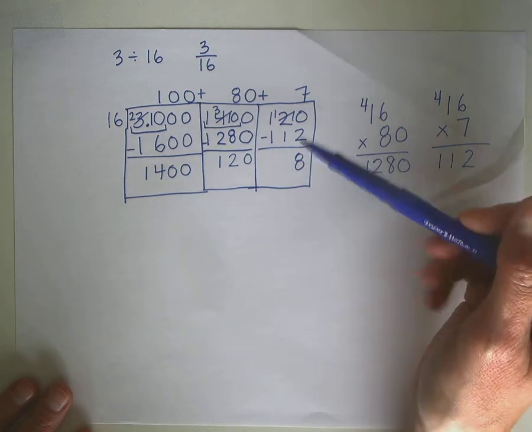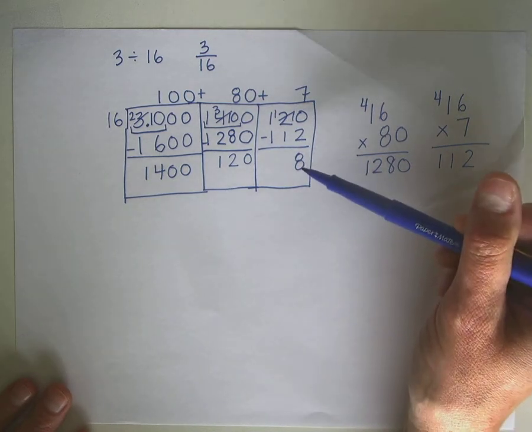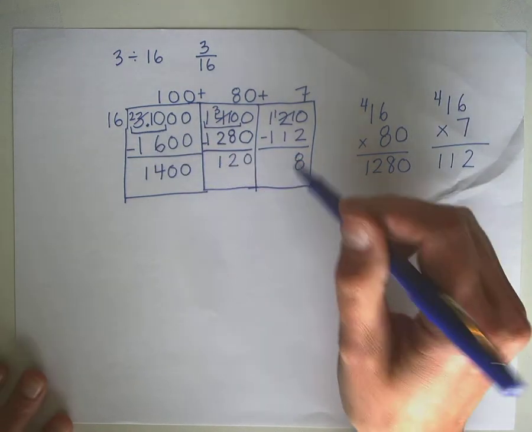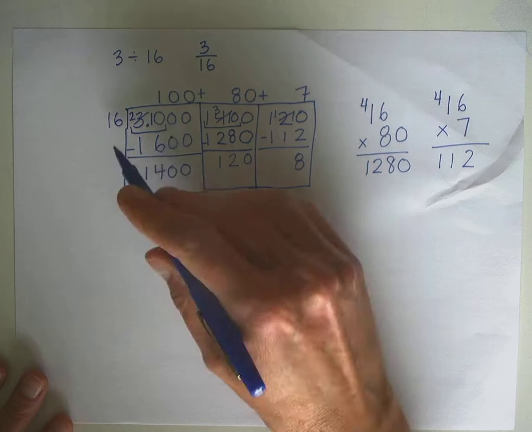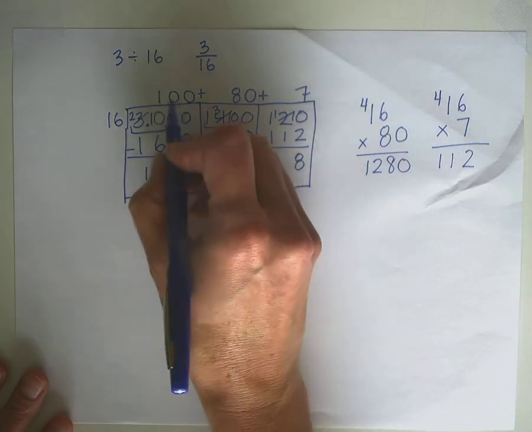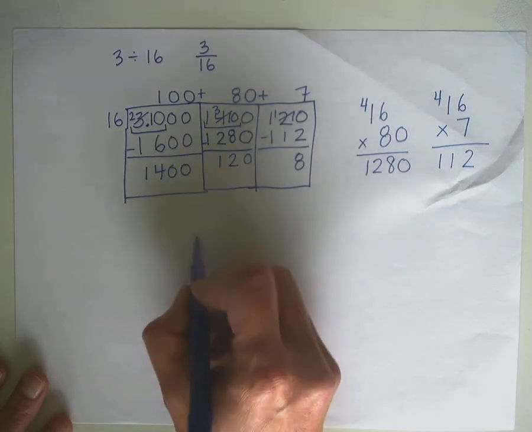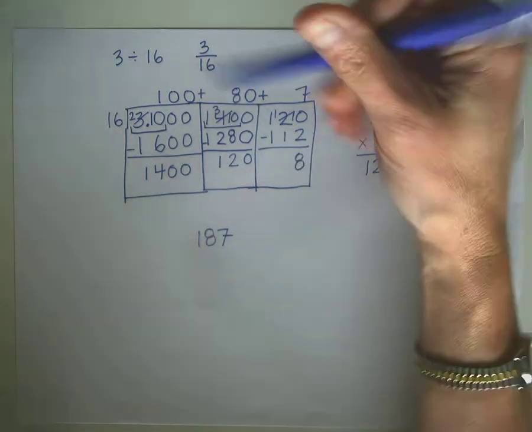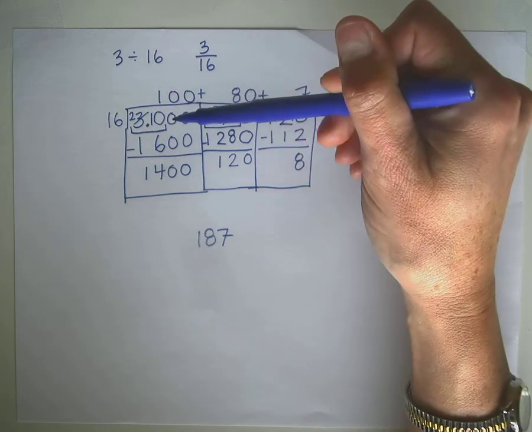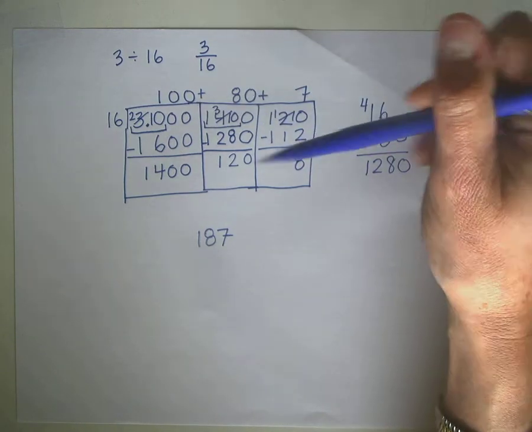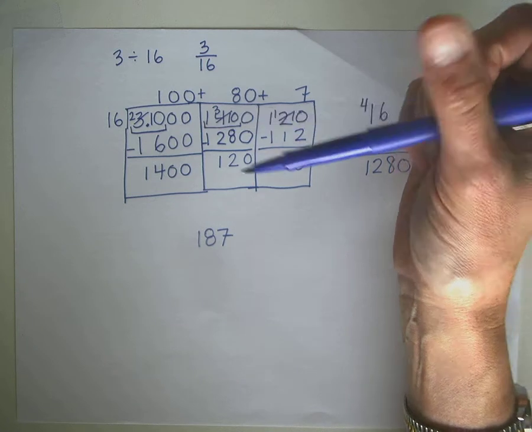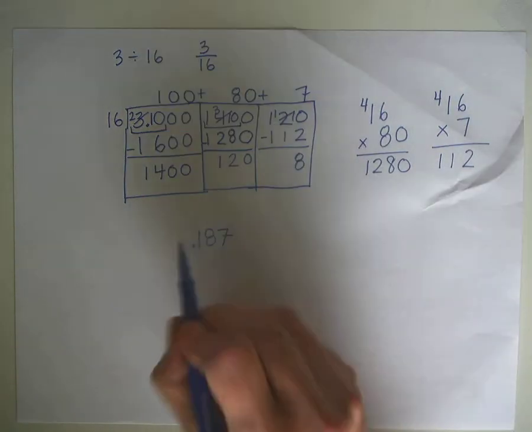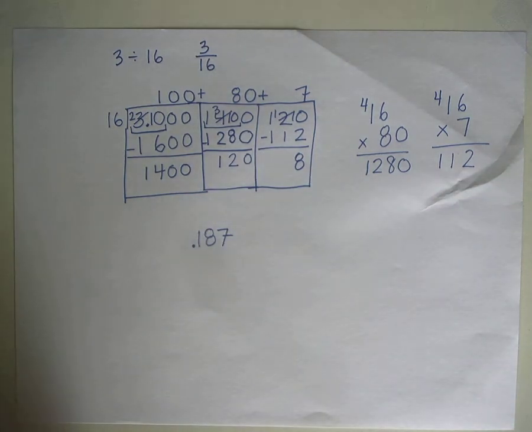So as long as we end up with a number here that's less than this one, then we know we're done. We don't have to go any more boxes. This is less than the divisor, we're done. And then it's 100 plus 80 plus 7, 187. And when you start with 3 digits past the decimal and you finish, your answer is always going to have 3 digits past the decimal. So right there, 1, 2, 3 digits past the decimal. That's it.